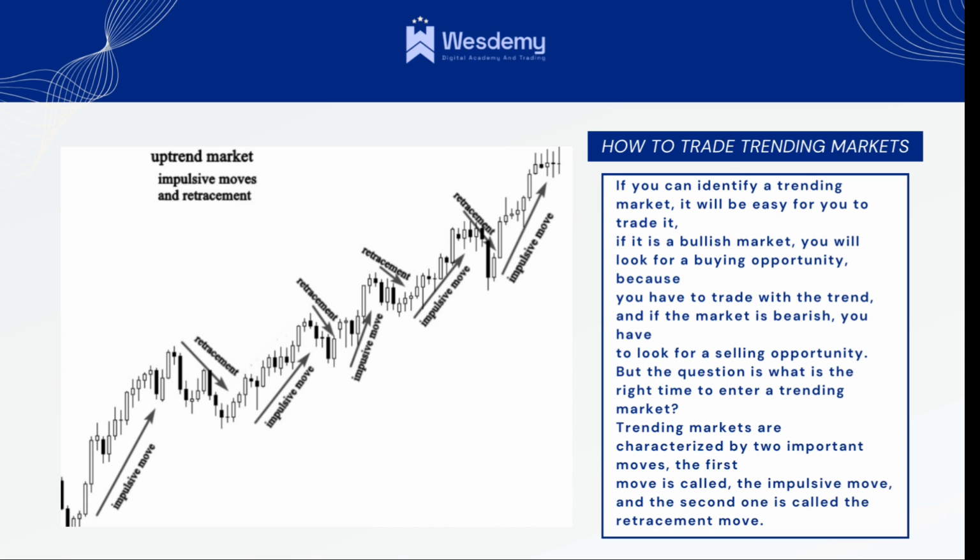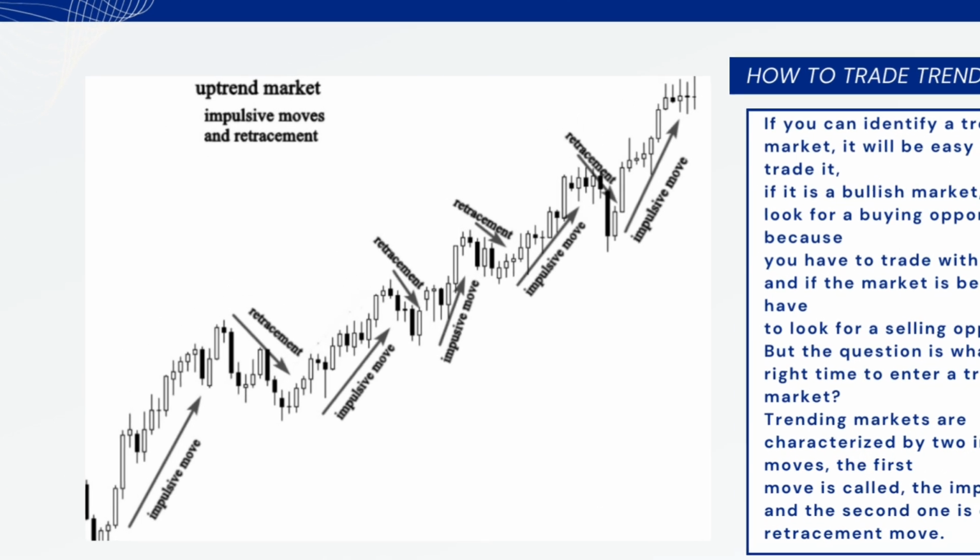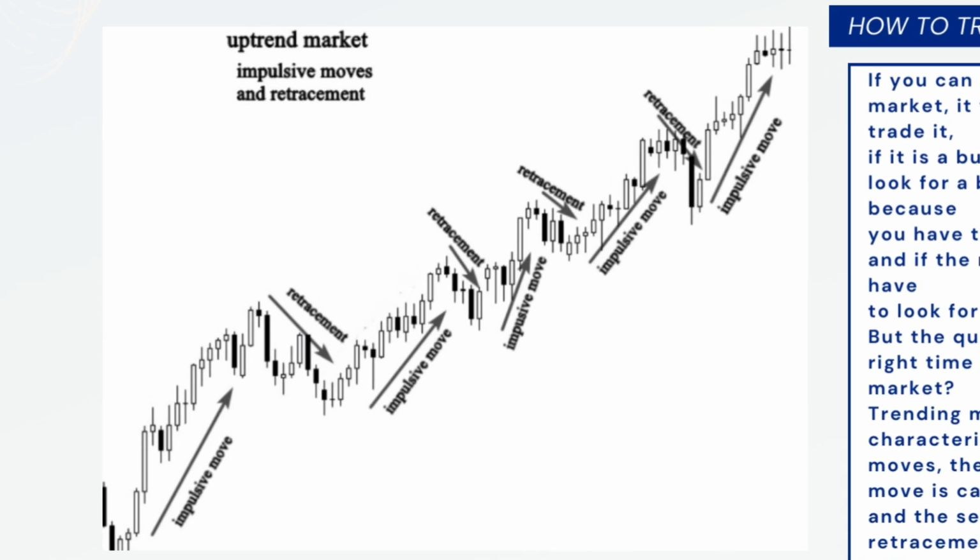Now, in every trending market, both uptrend and downtrend, it is made up of two different moves. Now, the first is called the impulsive move, and the second one is called the retracement move. Now, in an uptrend, the move that goes up is called the impulsive. Now, settle down and listen to me. I want to explain slowly. So, get this. In an uptrend, it is called an uptrend because the market is going up.